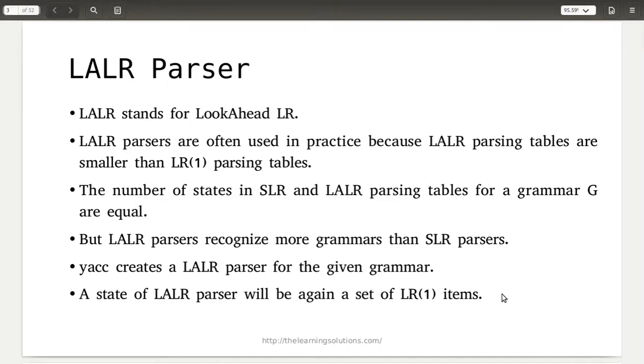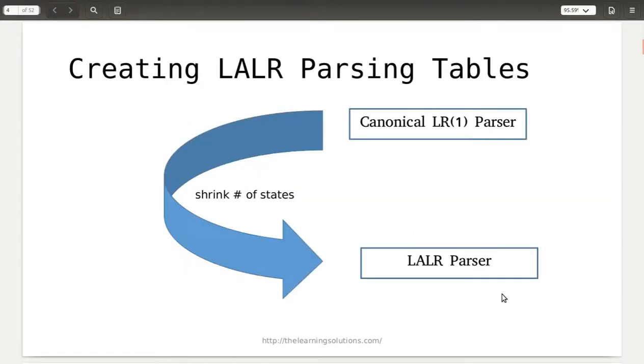That means we have to repeat the same steps as in the CLR parser. If you observe this diagram, we first create the canonical LR parser, that is, the CLR parser. Then whatever number of states we have created will be shrunk or reduced, and we create the LALR type of parser. So this is the basic idea of creating the LALR parsing table. Start with the construction of the CLR parsing table, reduce the number of states, and you will get the LALR parser.